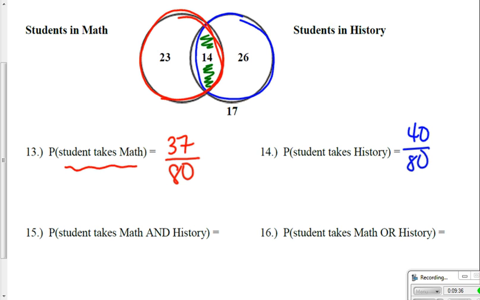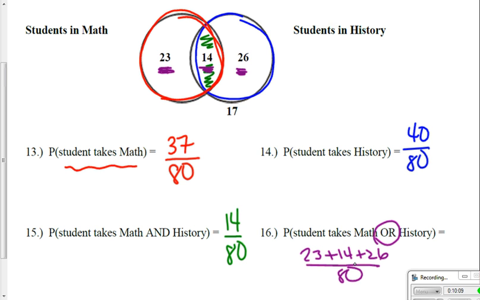So that would be 14 out of 80, which could reduce down to 7 out of 40. And then the last one is asking about or. So that means someone who takes math, or someone who takes history, or someone who takes both. These are the people out here who take only math. 14 people take both, and 26 people take history. So we could think of this as 23 plus 14 plus 26 out of 80, and that would give us the correct answer of 63 out of 80.